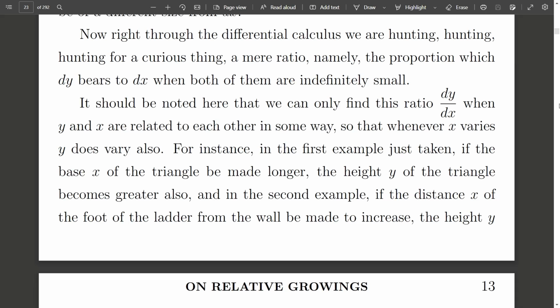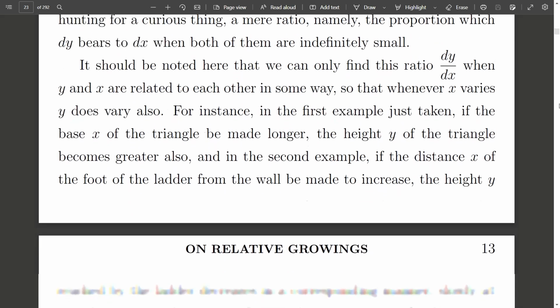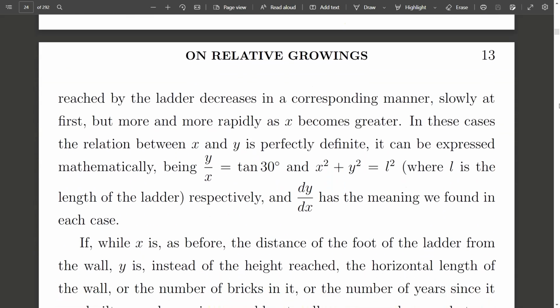And in the second example, if the distance x of the foot of the ladder from the wall be made to increase, the height y reached by the ladder decreases in a corresponding manner. Slowly at first, but more and more rapidly as x becomes greater. In these cases, the relation between x and y is perfectly definite.